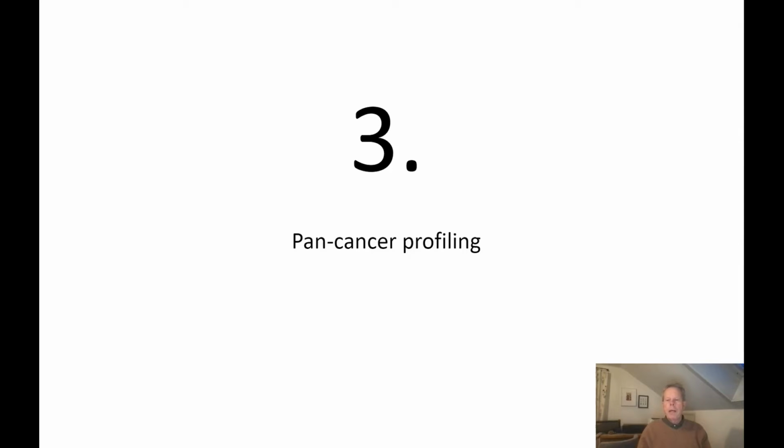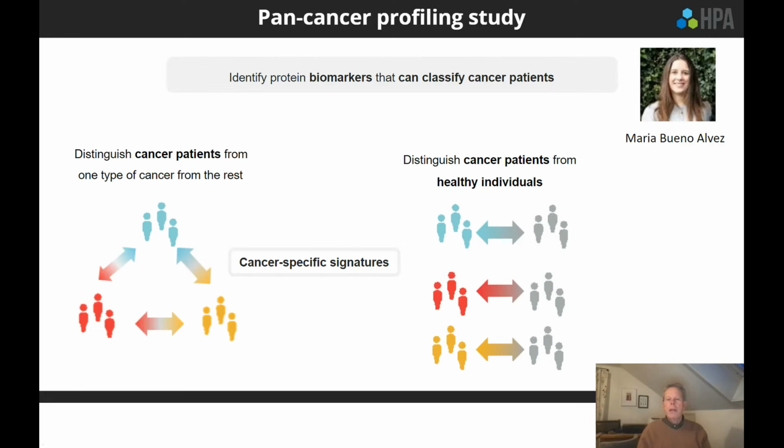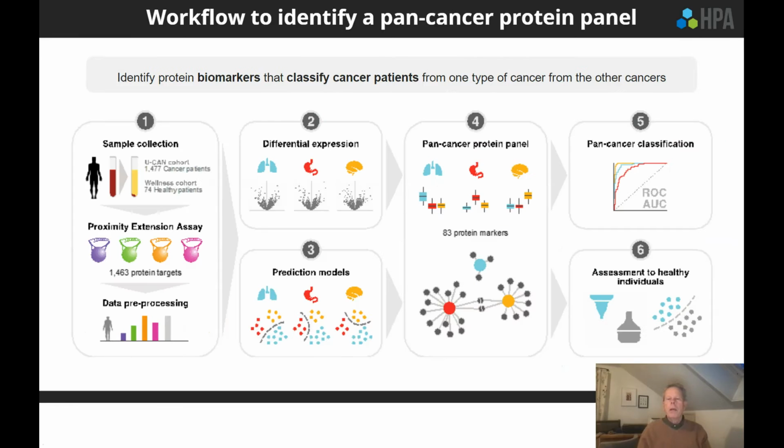So the first disease that we looked at is cancer. And the idea here is to see if we can find a blood profile that distinguishes cancer patients from one type of cancer from the rest, and also, of course, to distinguish cancer patients from healthy individuals. And this is data that has been done by Maria Bueno Alves and also others in the group.